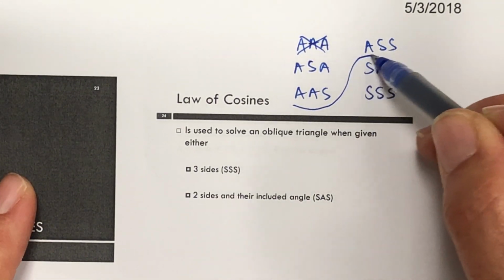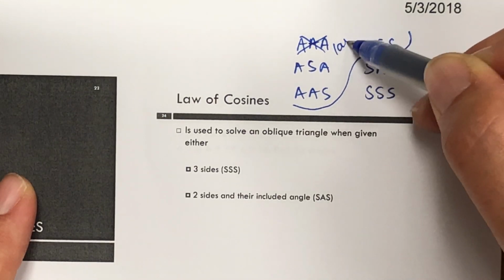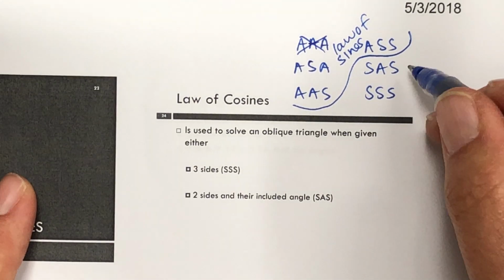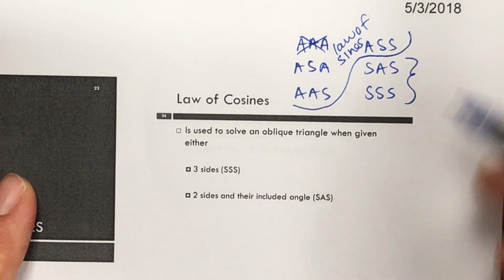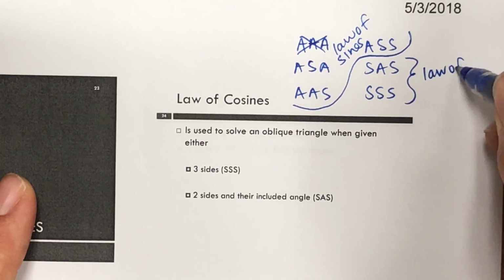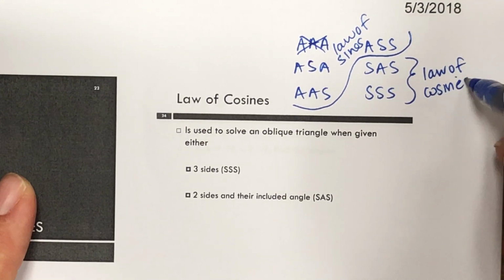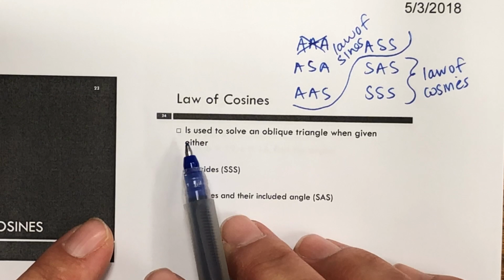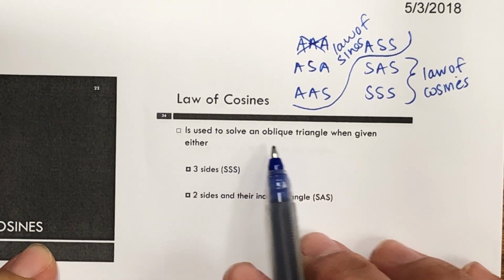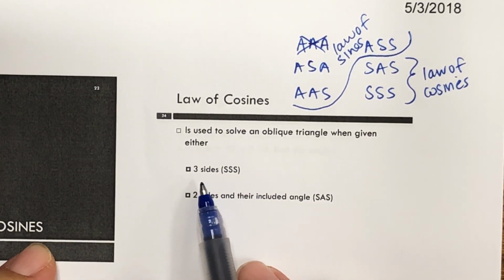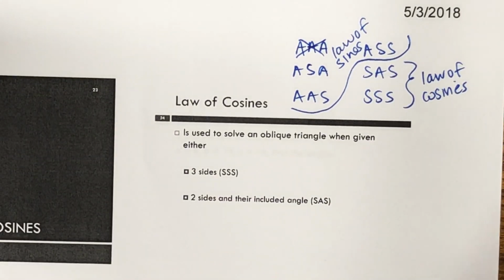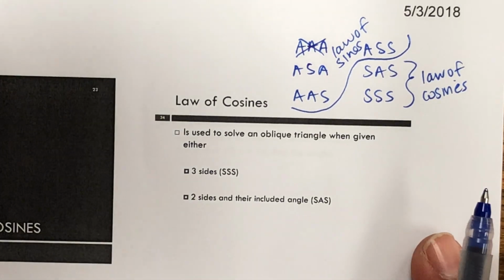So for these three cases right here, we use the law of sines. For these two cases, as we're going to learn today, this is law of cosines. And then after you use the law of cosines on these problems, a lot of times you end up using the law of sines to find the next piece. I will show you what I mean. So we're going to use the law of cosines to solve oblique triangles when we're given either side, side, side, or two sides and their included angle, which is commonly referred to as side, angle, side.